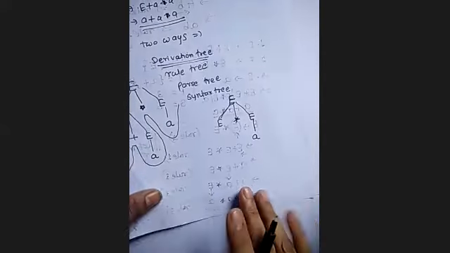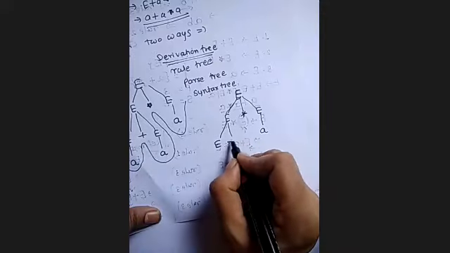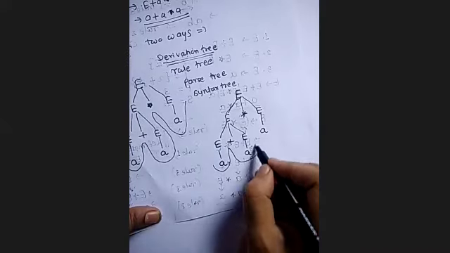E gives A. Next, here again A. E gives E plus E. E gives A. E gives A. E gives A. Now you got the same string. Yes. A plus A star A.